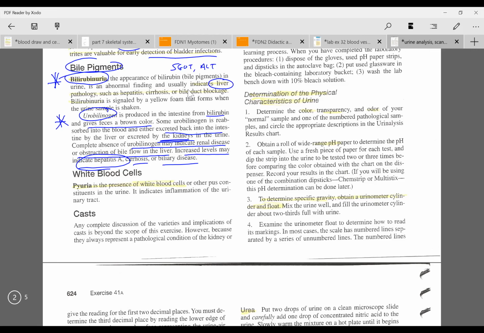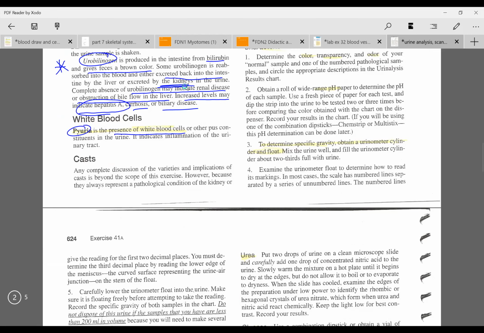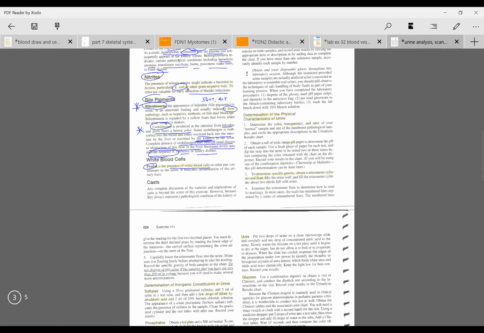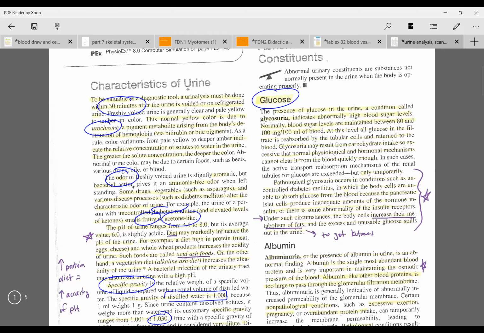Okay, white blood cells. So pyuria, presence of white blood cells in the urine, usually means inflammation, some sort of infection is happening. Okay, glucose. Glucosuria, if glucose is found in the urine, usually indicates that there's high sugar levels in your system. And if you find this, you are possibly dealing with diabetes.